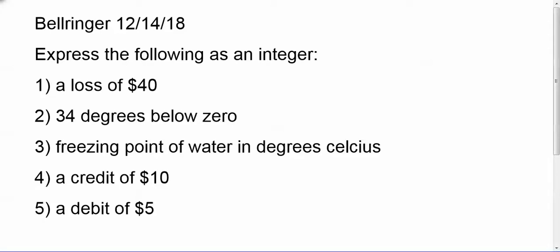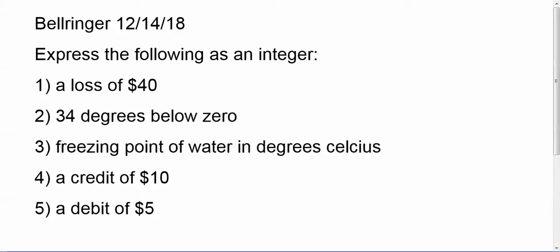Alright, the first thing, you should have your bell ringer done at this point, and it says express the following as an integer. Now, as a quick review, an integer is a whole number that is either positive or negative or zero. Okay, those are integers. No decimal points, no fractions.